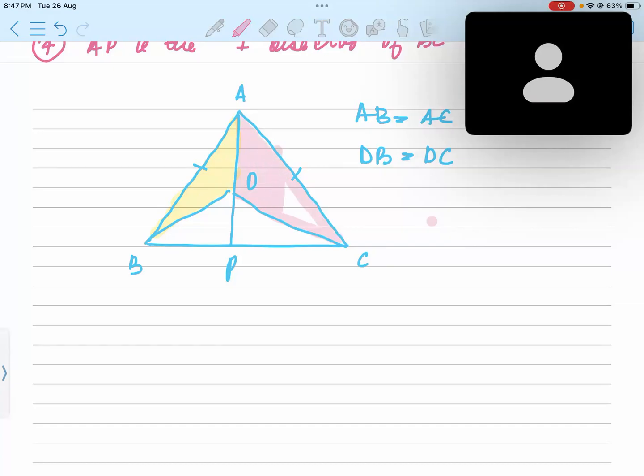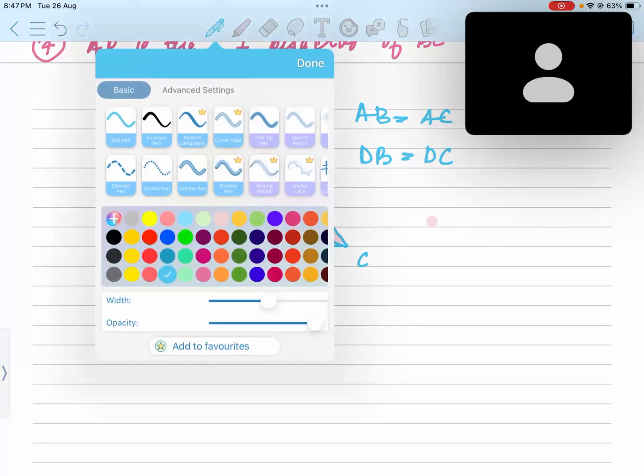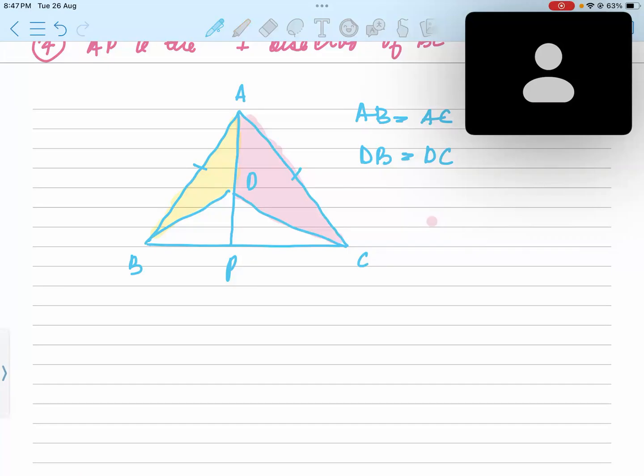This is what you have to show. Children, just remember this one thing: AB is equal to AC and DB is equal to DC. So first is this part. Can everybody do this?